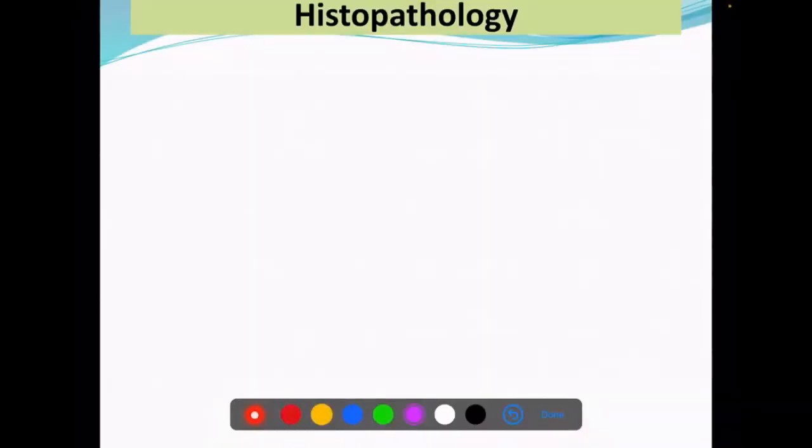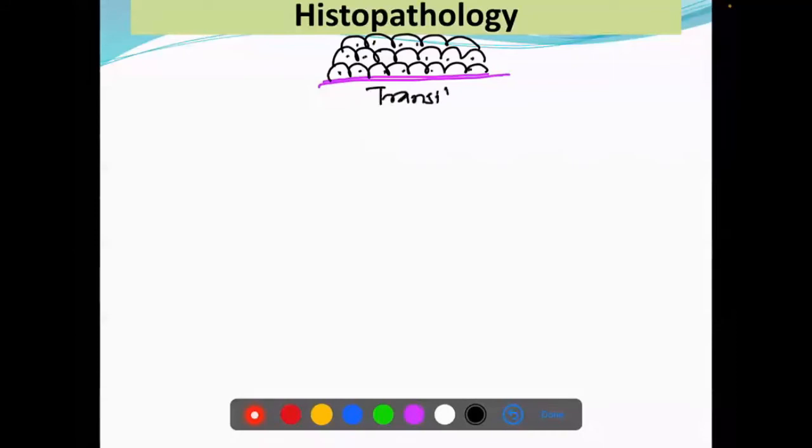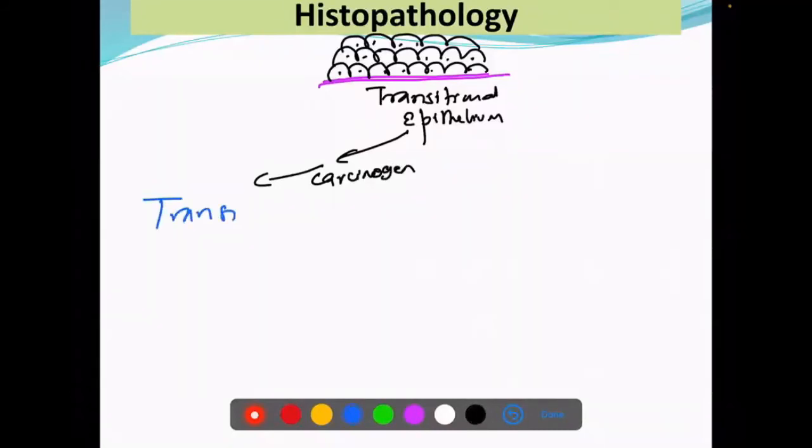As you know, the epithelial surface of a bladder is known as transitional epithelium, which is a multilayer epithelium. Transitional epithelium. With carcinogen, there's a formation of transitional cell carcinoma, the TCC.